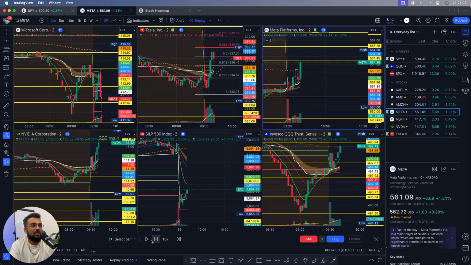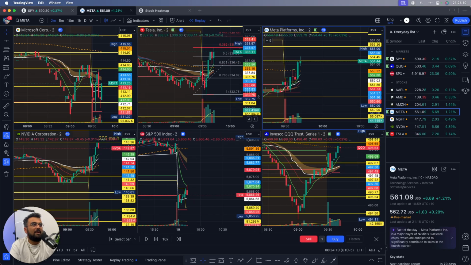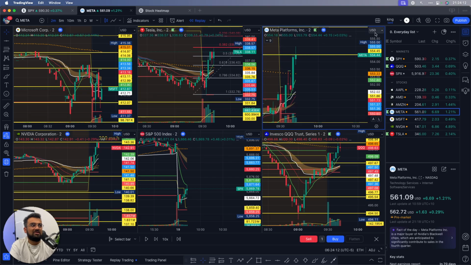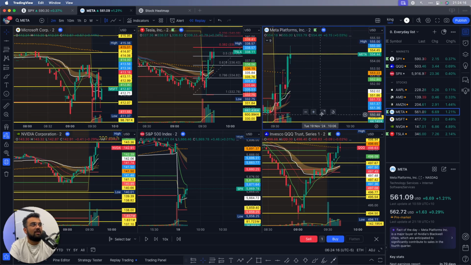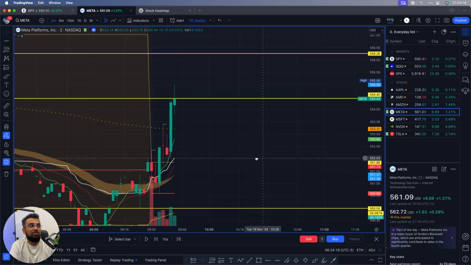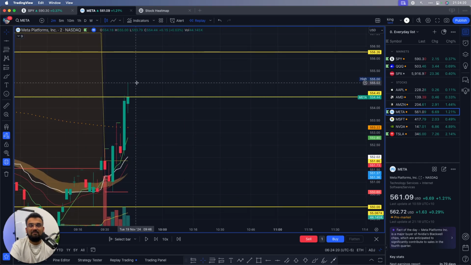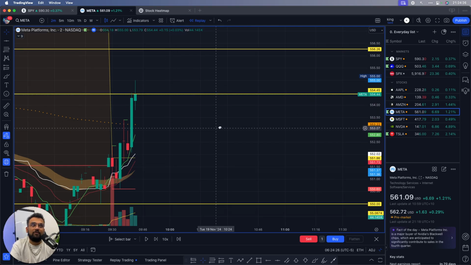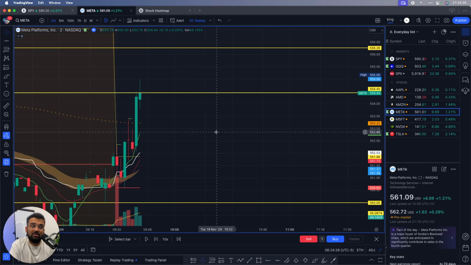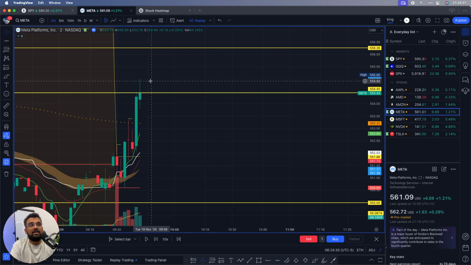Look at the Meta chart. Meta was just making a nice move. It opened at around 550, made a move to 555, and now it's getting a little pullback around this 555 level. And I'm like, okay, let's see. There's a critical level that I have at 554.45. I'm just watching. Maybe a level break and then retest might be nice, but let's see.